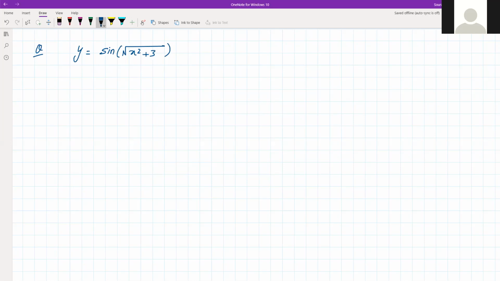Now, as I said, sine of root of x square plus 3. So it is a three-level function. Innermost function is x square plus 3. Outermost function is sine. So first we have to differentiate the sine function, right? Then the square root function, and then the polynomial which is there inside, that is x square plus 3.